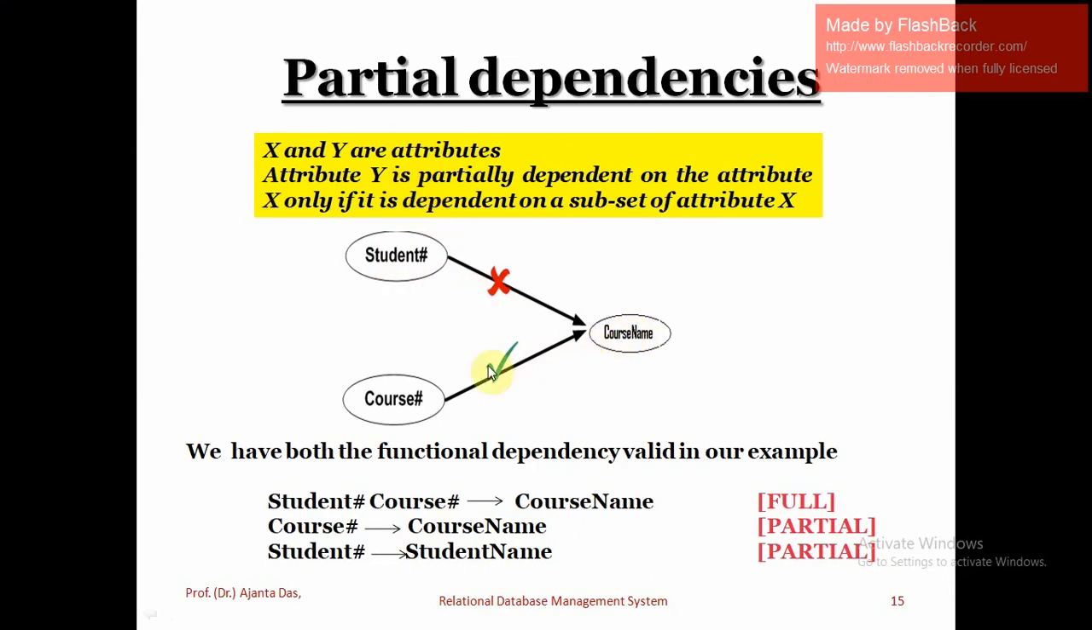So, we can see that X and Y are attributes, attribute Y is partially dependent on the attribute X only if it is dependent on a subset of attribute X. Subset, that means the course name is dependent on course number, which is the subset of the primary key student number and course number. Similarly, student name is partially dependent on student number, and that is basically a subset of the primary key. So, we have two partial dependencies. One is student name dependent on student number and course name dependent on course number, while we have the full functional dependency with marks which is dependent on student number and course number together.